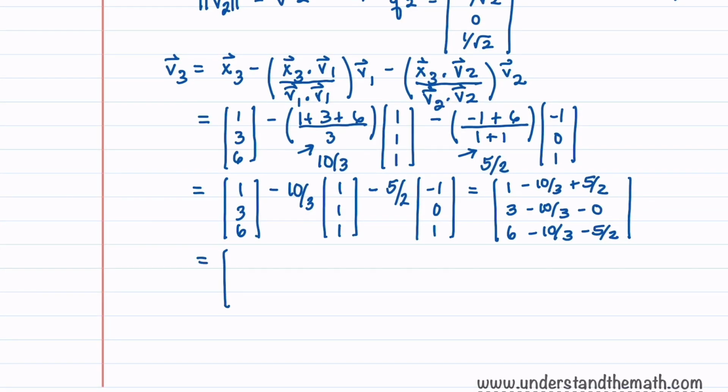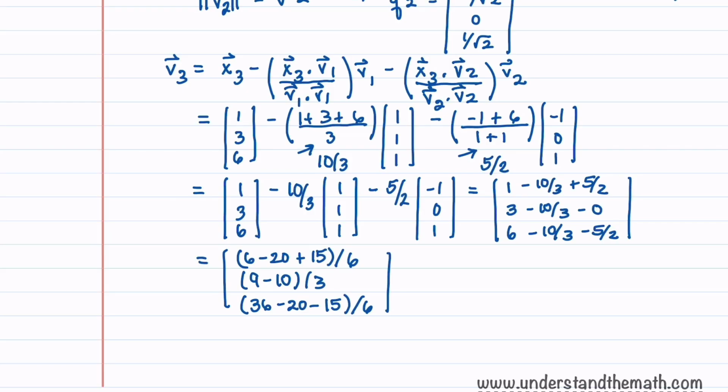So let's make everything with a denominator of 6, at least for the first and the third components. So this is a 6 minus 20 plus 15 all over 6. And then this one, let's get a denominator of 3. So this is a 9 minus 10 divided by 3. And then for our last component, we'll get a denominator of 6 again. So this is 36 minus 20 minus 15, all divided by 6. The vector that we end up with is then a 1/6, a minus 1/3, and then another 1/6.